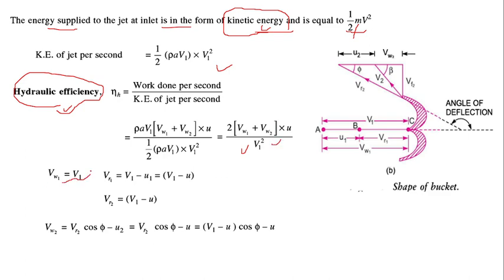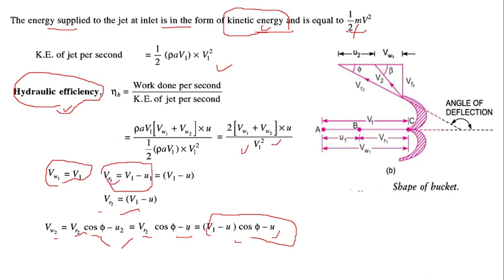Whereas Vw1 is equal to V1, you already know that VR2 is equal to V1 minus U. So Vw2 is equal to VR2 cos phi minus U2, VR2 cos phi minus U. Directly we come to the conclusion that it is (V1 minus U) cos phi minus U.